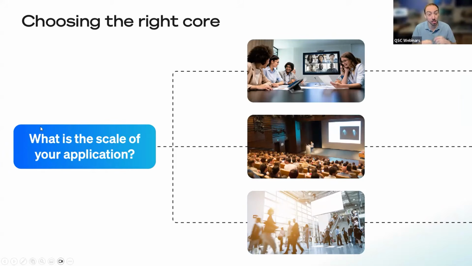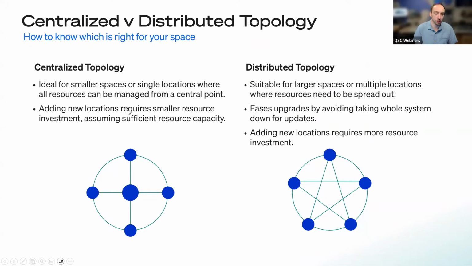Or is it a really large deployment? Is this a stadium? Maybe it's an airport. Large distributed paging systems hit that large scale answer. So that all leads towards picking a topology. When you set up your Q-SYS network, you're designing for where those devices live in the space.